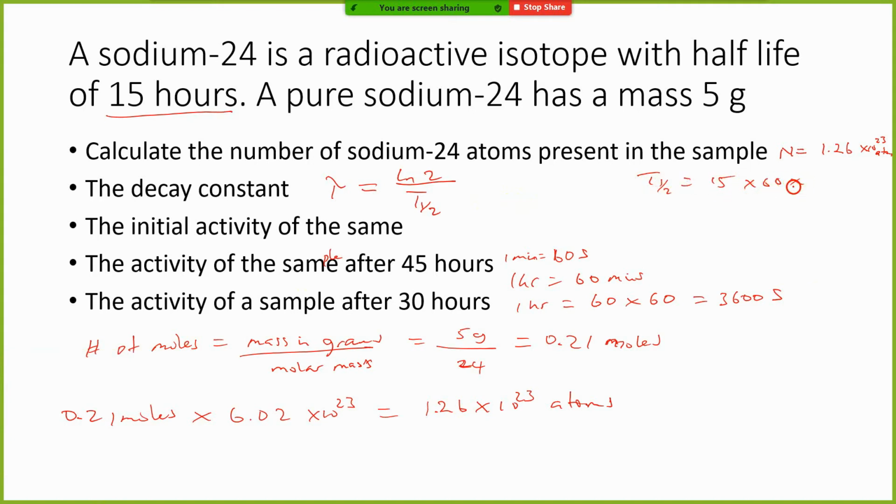15 times 60 times 60 is going to give us 54,000 seconds. Having said that, what we now need to do is to go back into this equation here to find our lambda. So 0.693 divided by 54,000 seconds will then tell us the decay constant. I'm getting that the decay constant has a value of 1.28.